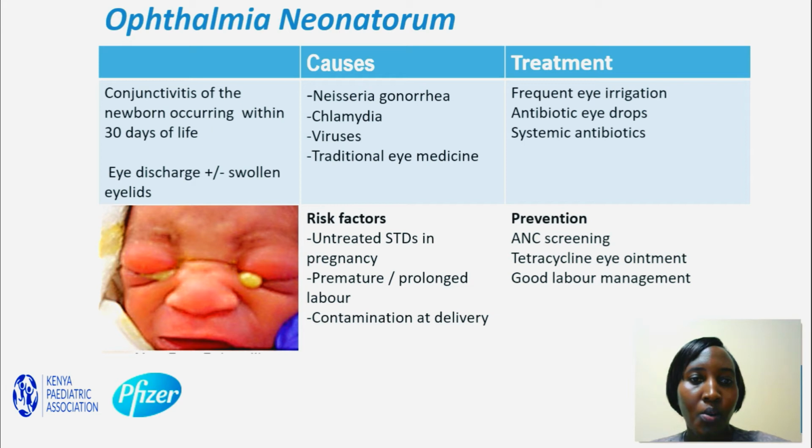Prevention involves good antenatal care, because part of the risk factors include untreated sexually transmitted diseases, prolonged or poorly managed labor, and contamination at delivery. So good antenatal and delivery care is very important for prevention. The other thing is use of antibiotic eye drops at birth. The commonest that is used in our setup is tetracycline, and of course good labor management.